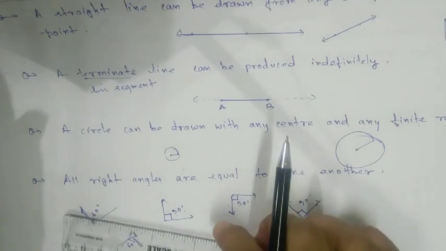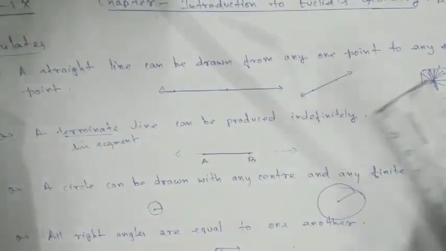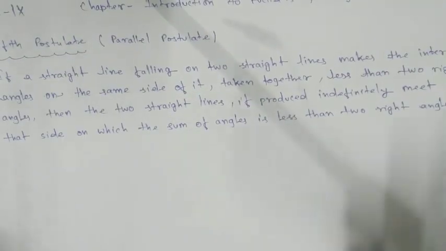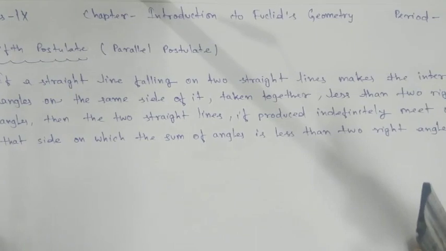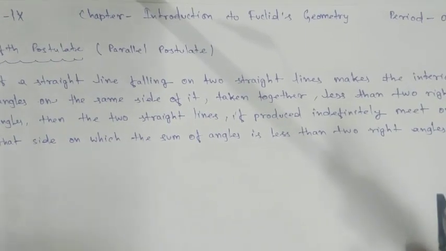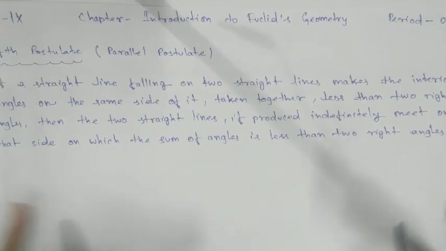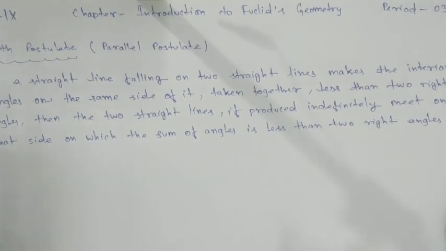Now the last one, the fifth postulate, is very important. We'll try to understand that one. The fifth postulate has another name, the parallel postulate. Let's try to understand what this means.